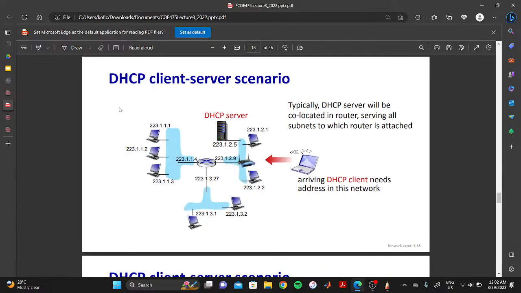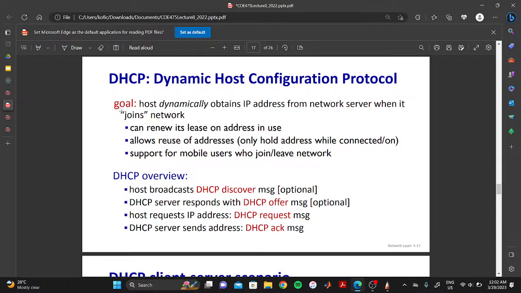DHCP is divided into four. We have four messages that make up DHCP: the discover message, the offer message, request, and ack. Both of these are optional, meaning that you can actually start from request and ack, and we'll see why very soon.